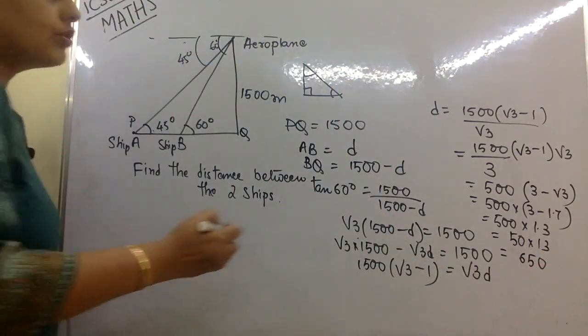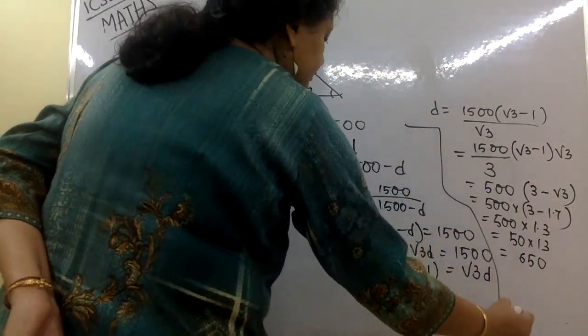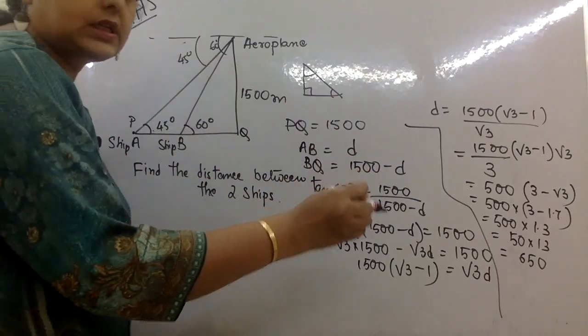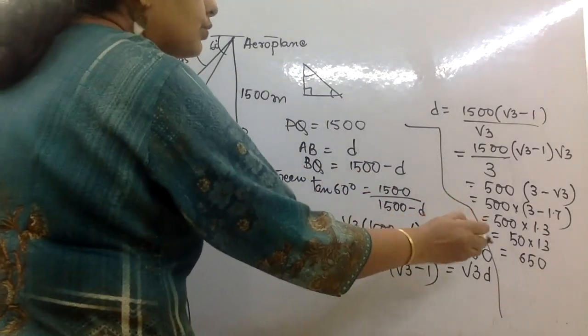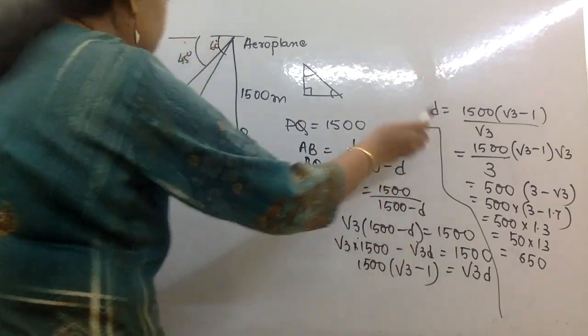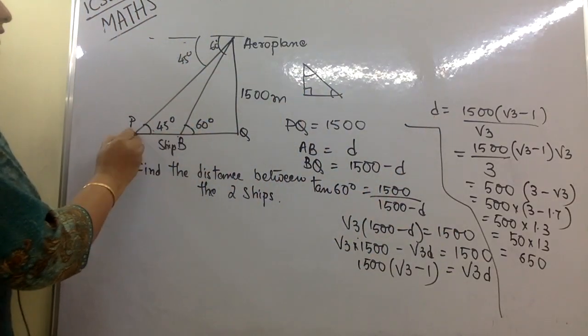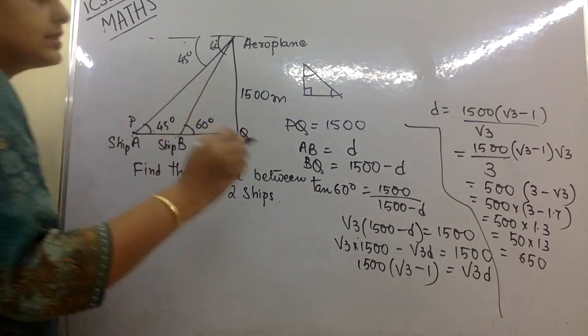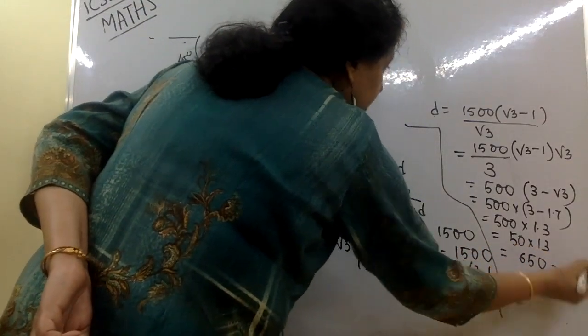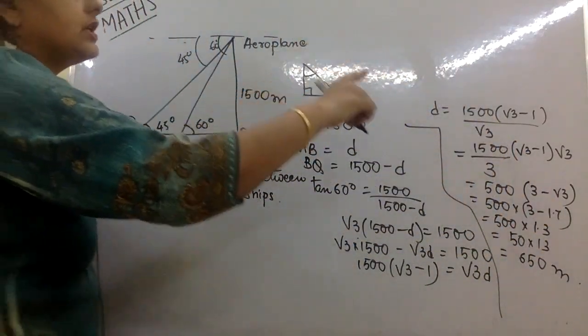Okay, so what comes as 650? 650 is now the distance, this distance. The distance between the two ships is 650 meters. Only thing is you have to do this calculation very carefully.